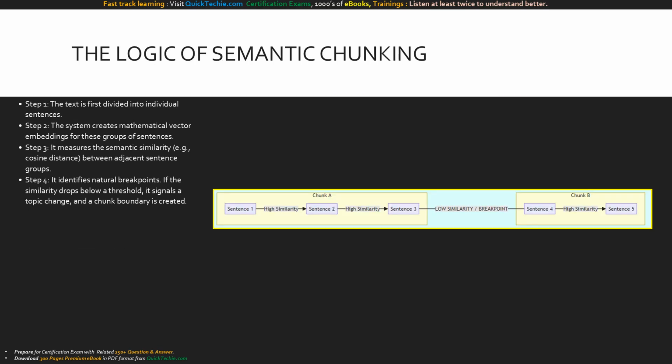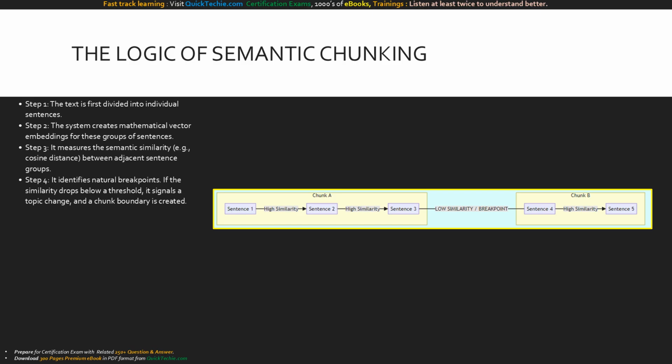So, how exactly does semantic chunking read the mind of the text? It relies on a fascinating four-step logic. First, it breaks the entire document down into individual sentences. Next, it uses an AI embedding model to convert these sentences into high-dimensional numerical vectors, embeddings.